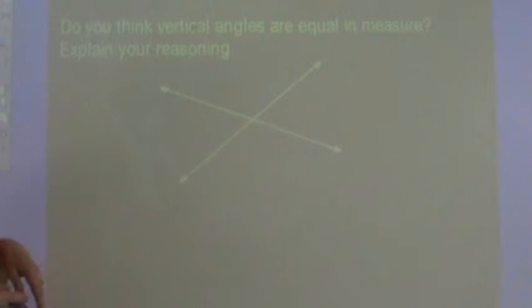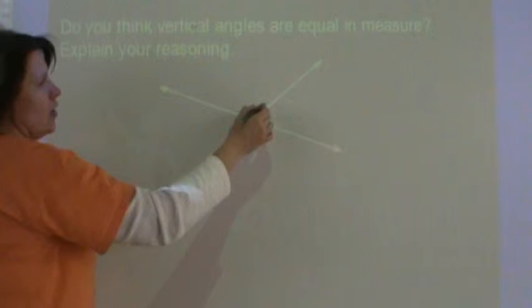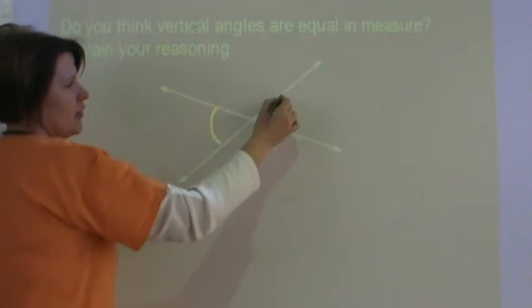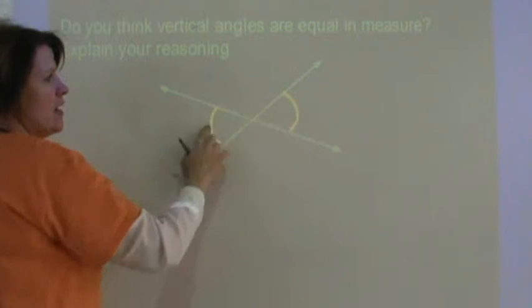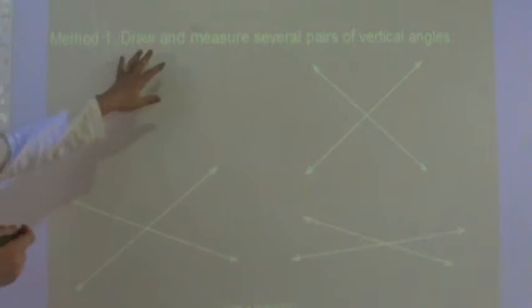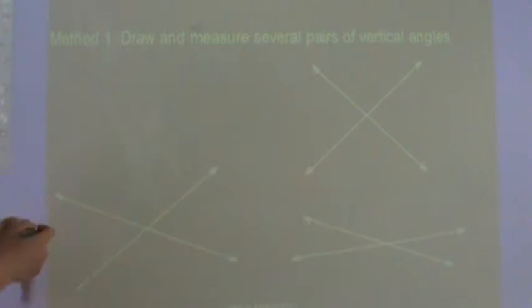Okay, so here's a question. It says, do you think vertical angles are equal in measure? Explain your reasoning. Okay, so vertical angles, if you remember, are the two that are across from each other. So we want to know, are those two equal? If so, how can we say that they're equal? Well, one way would be to draw and measure several pairs of vertical angles. And then we would use a protractor, and we would actually measure them.